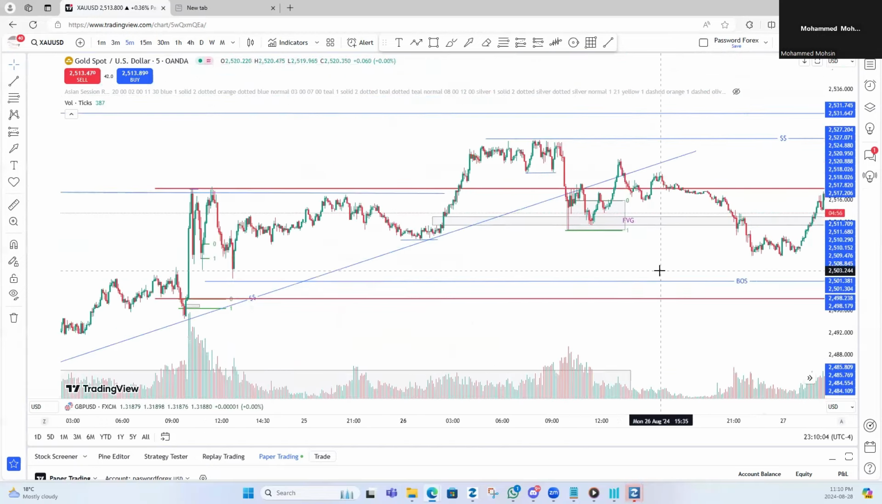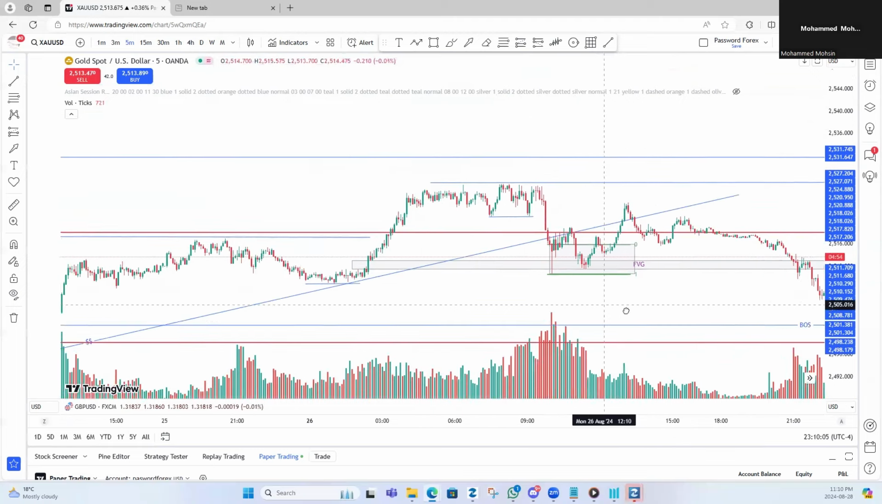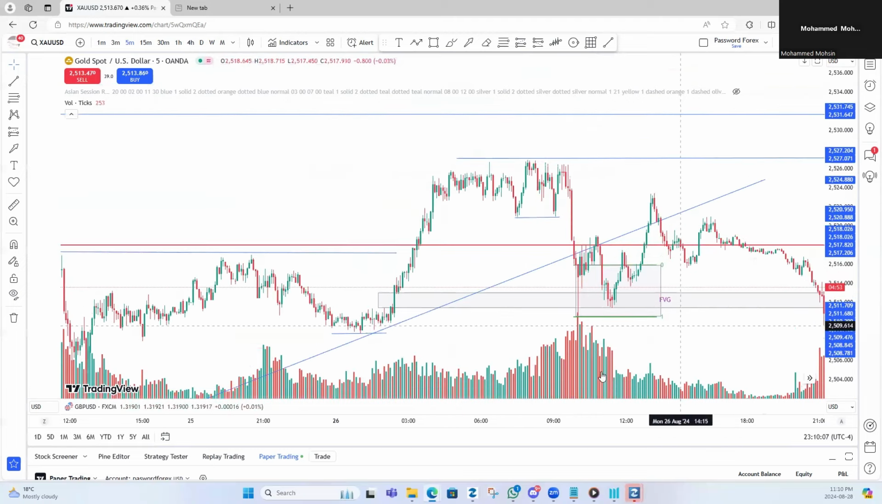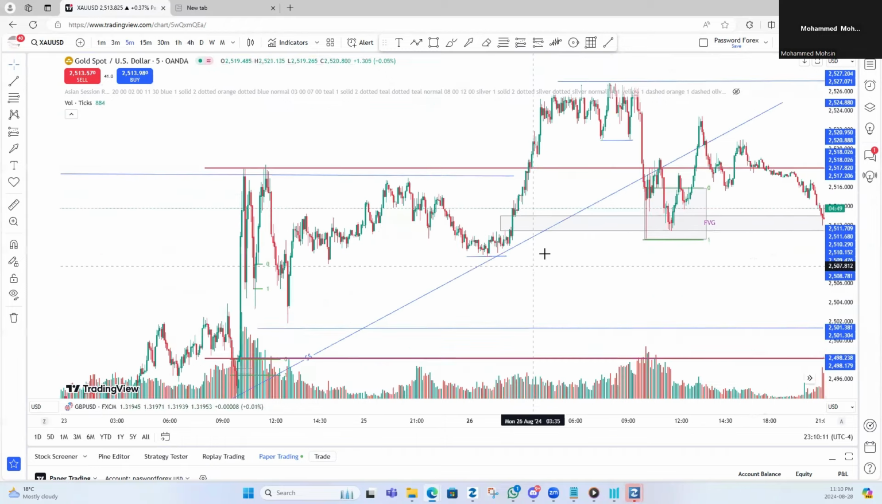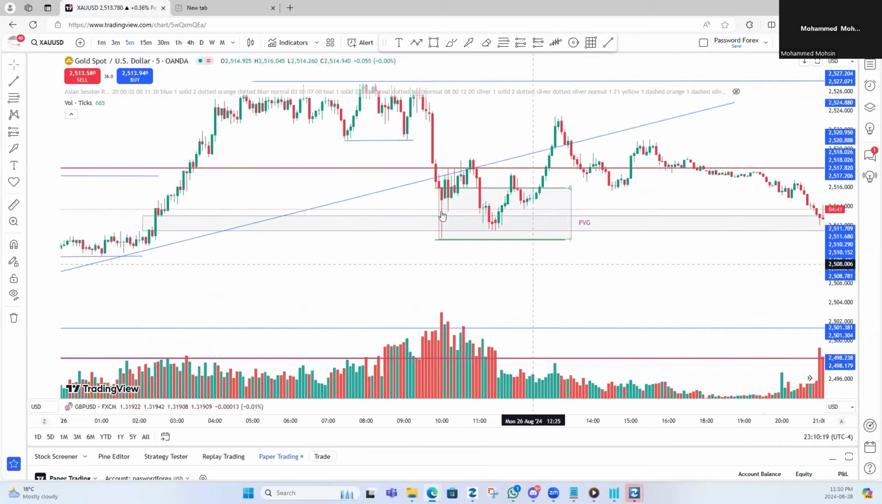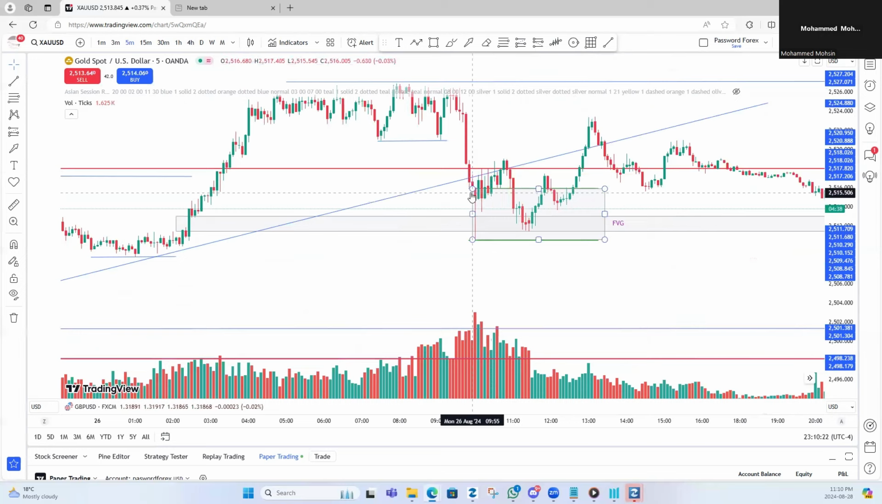Actually, I marked all of my trades right here. Okay, so next day, which was the 26th of August, market went up. This was the area of interest right here. So I marked my FVG. I was expecting market to come back around this area, which is what it did. It did come back and gave me this ultra high volume right here.